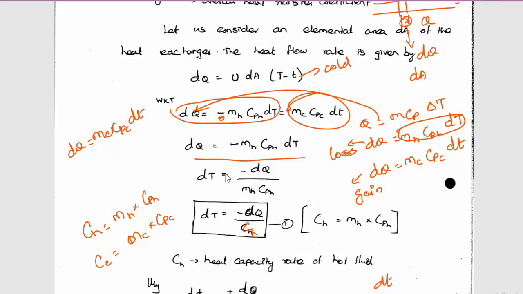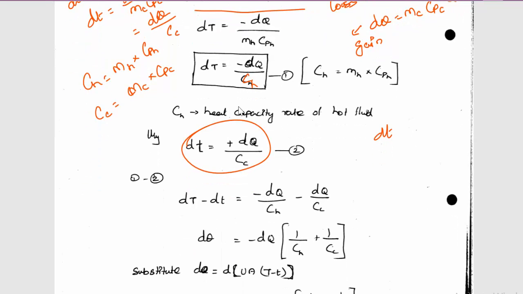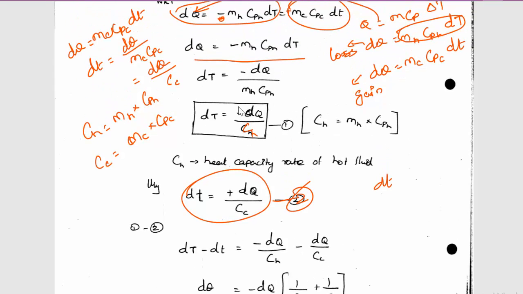From this equation I have to derive the equation for dt equal to dq divided by mc cpc, which is equal to dq divided by mc into cpc, and mc cpc is nothing but cc. So I am writing the equation here. Now I am going to subtract these two equations. This is equation number 2 and this is equation number 1.